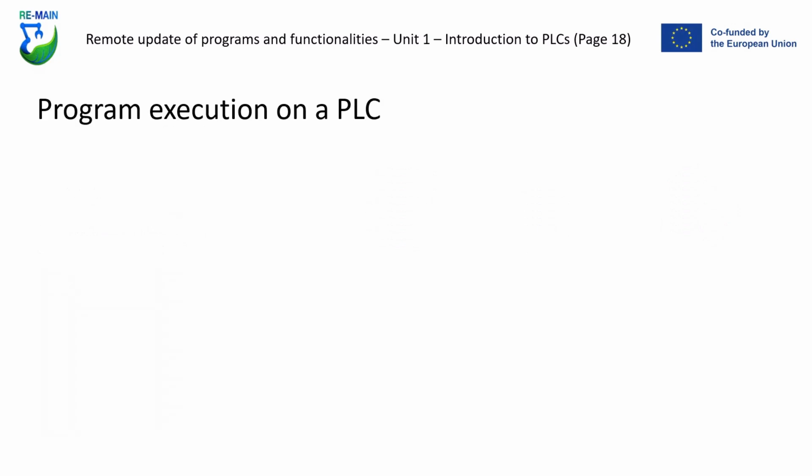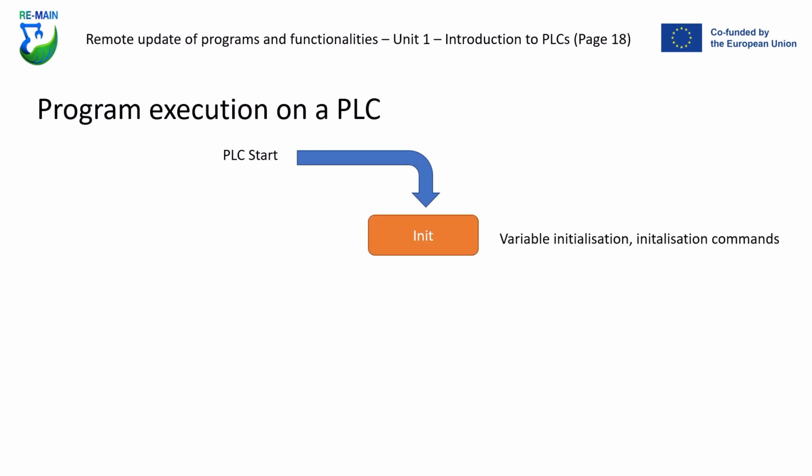PLC operation. In this slide, we will see the most important steps in PLC operation. After the startup, the init task is executed. This task prepares the PLC and the control system for operation by initializing variables, configuring settings, and performing startup routines. It runs only once at startup.